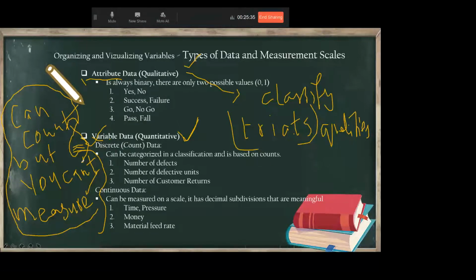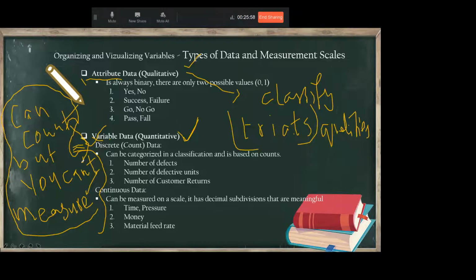I can't say that I drank 2 bottles... I can say I drank 2 bottles of some juice or some drinks, right? But I can't say that I bought, like, 2.5 bottles. I cannot buy 2.5 physical bottles. So that's the difference between discrete and continuous.